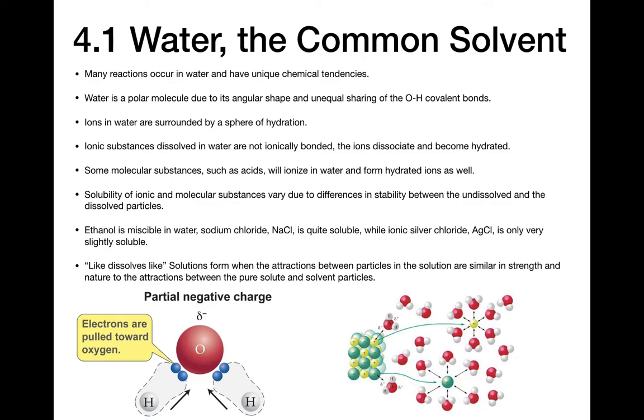Sodium chloride is quite soluble. It dissolves to around 35 or 40 grams per 100 milliliters. But it does have a limit to its solubility. Silver chloride, on the other hand, is something that is only very slightly soluble in water. So I kind of have to look at a case-by-case basis.